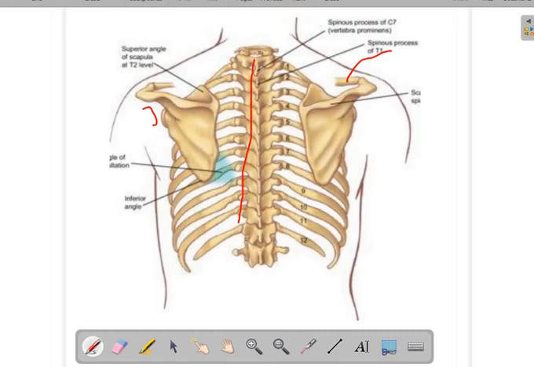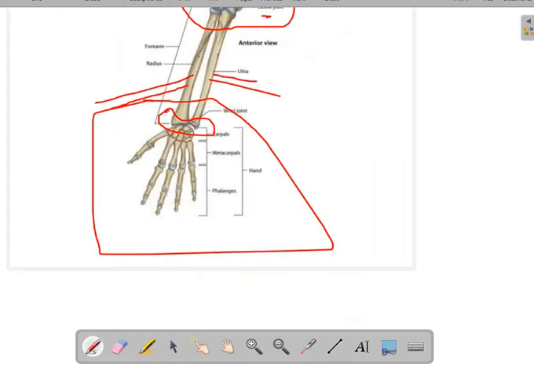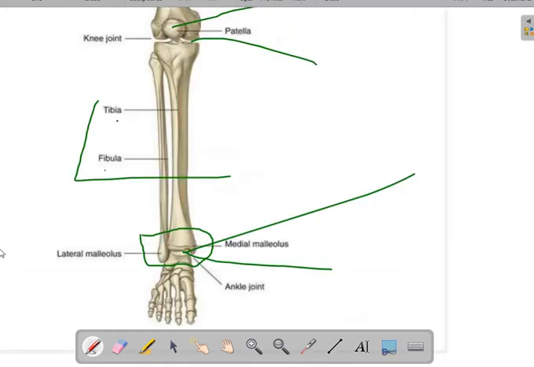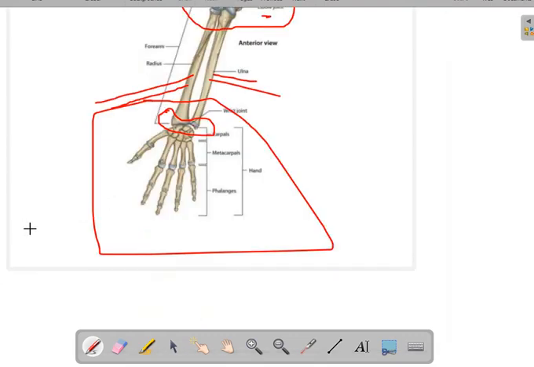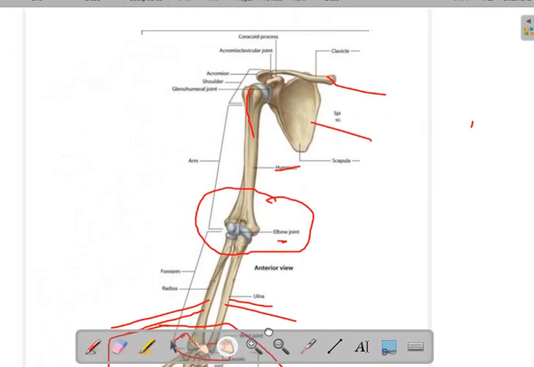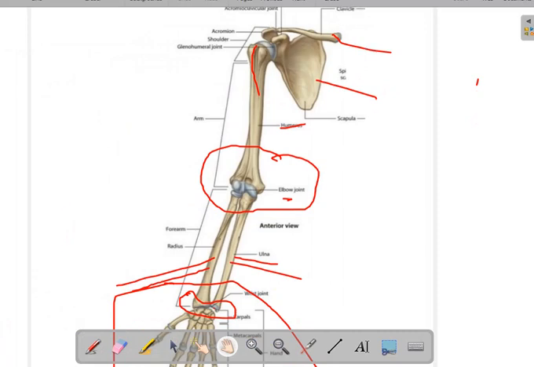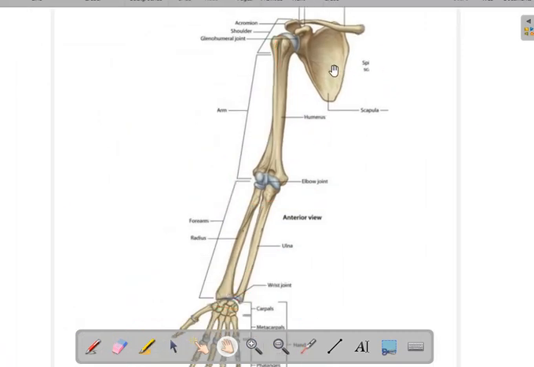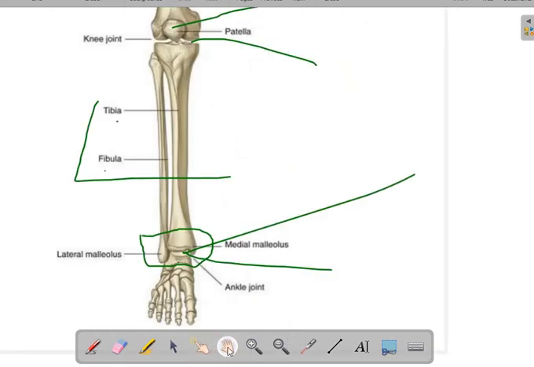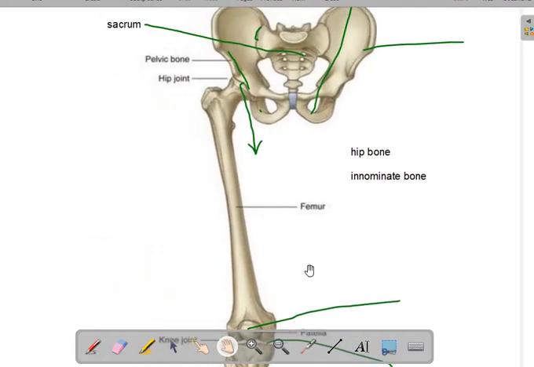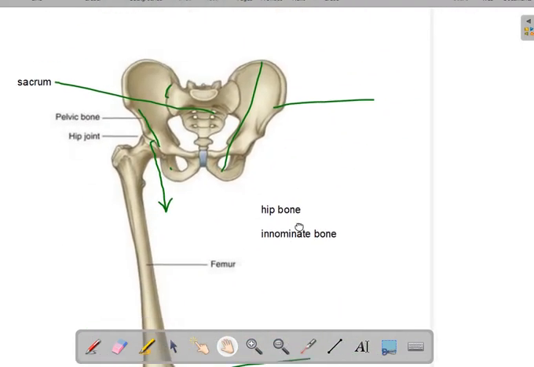Then this is the axial skeleton. The appendicular skeleton is divided into the bones of the upper limb and the bones of the lower limb. The bones of the upper limb have the pectoral girdle. This is the pectoral girdle, formed from two bones to allow free movement. However, in the lower limb, the pelvic girdle is formed from one bone only to give stability.